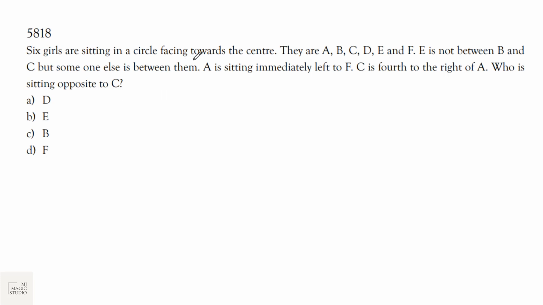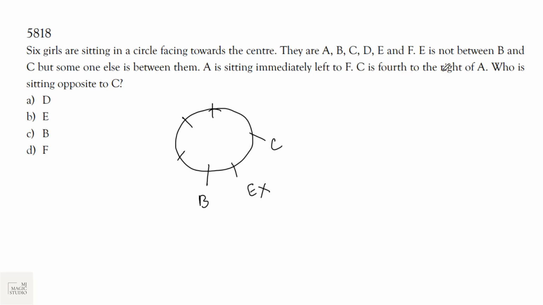6 girls are sitting in a circle facing towards the center. 1, 2, 3, 4, 5, 6 we have. They are A, B, C, D, E, F. E is not between B and C, but someone else is between them. Let it be B, C, and someone is between B and C, but it is not E. A is sitting immediately left of F. So if F is here, A is here.